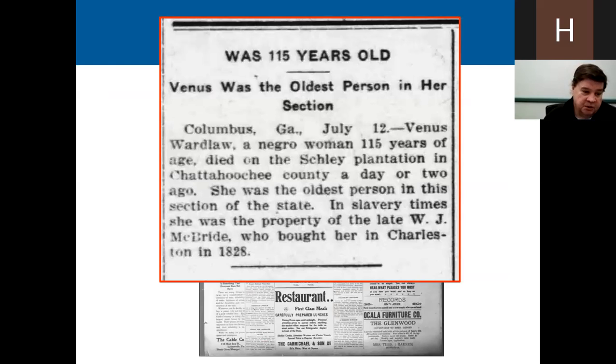She was the oldest person in this section of the state. In slavery time, she was the property of the late W.J. McBride, who bought her in Charleston in 1828. That's fantastic information. It gives the name of the original slave owner, that she was from South Carolina, where she lived at the end, that she was in Chattahoochee County, just remarkable information.